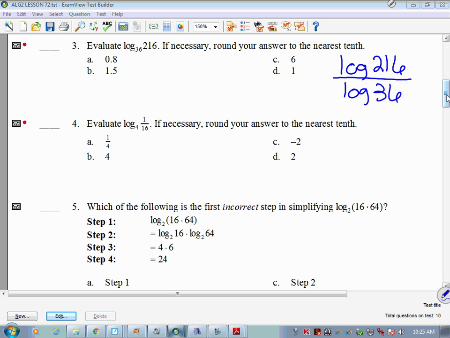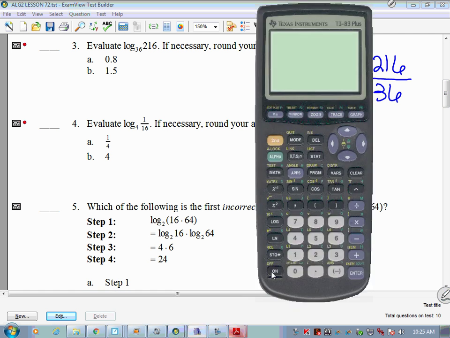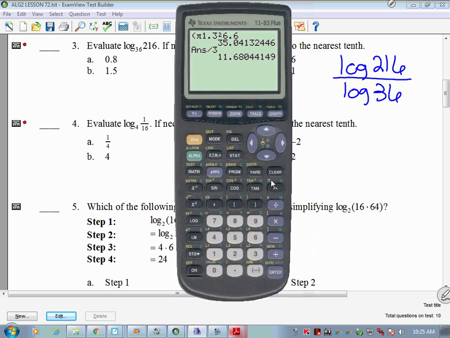All I have to do at this point, because any old graphing calculator can do this, is type in log 216, close up my parentheses, divide by log 36, close up that parentheses, and get the decimal answer of 1.5.